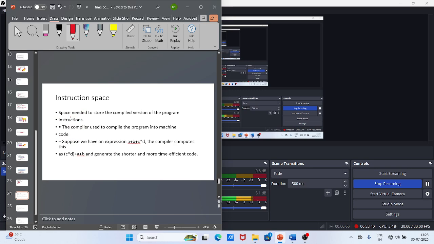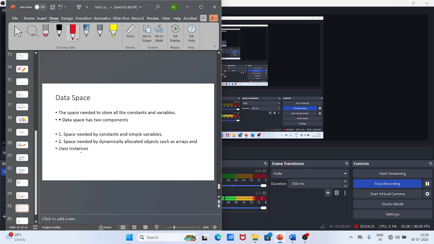Instruction space is the memory used to store the compiled version of the program. For example, there is an expression a plus b plus c into d. The compiler may rearrange this internally into a more optimized form, c into d plus a plus b, and store it efficiently. So this is instruction space.